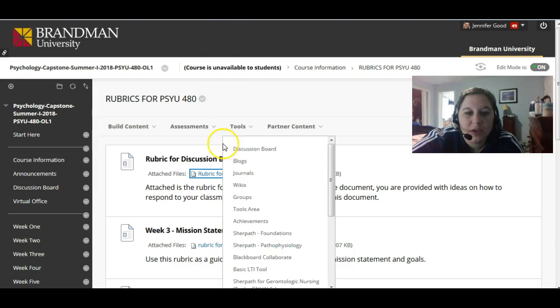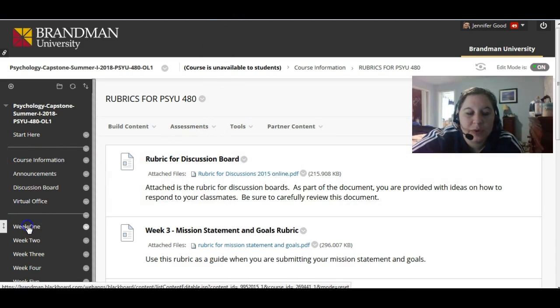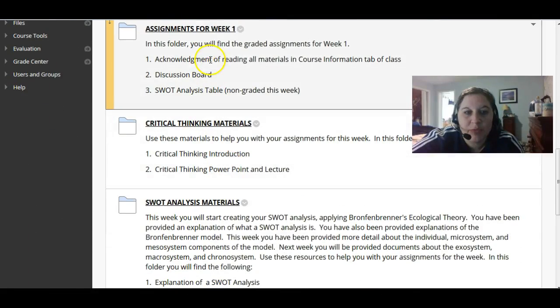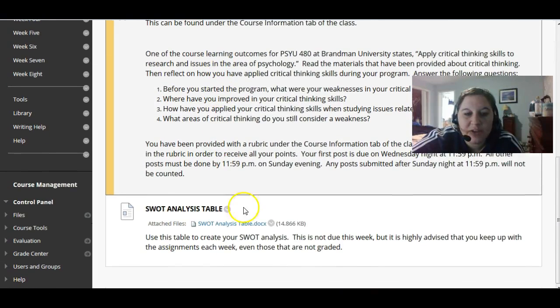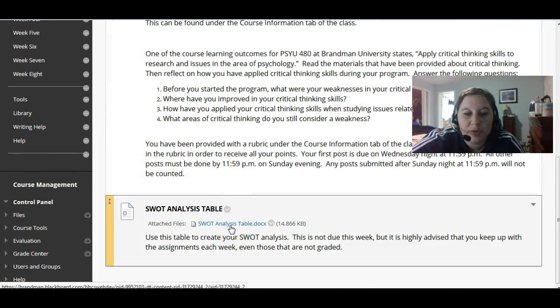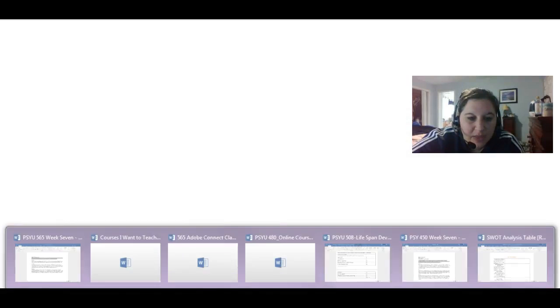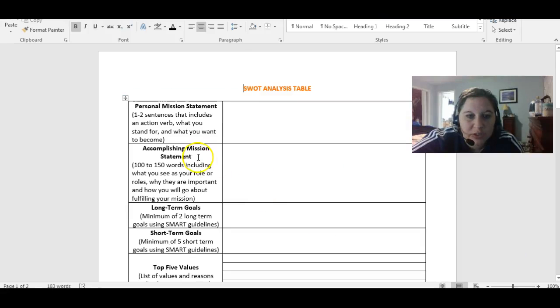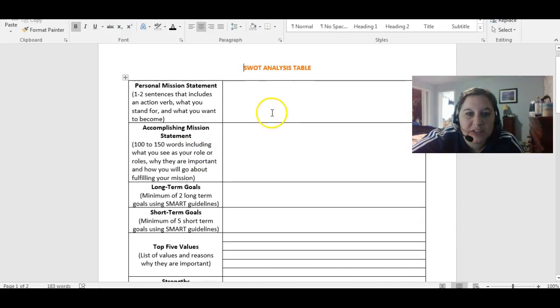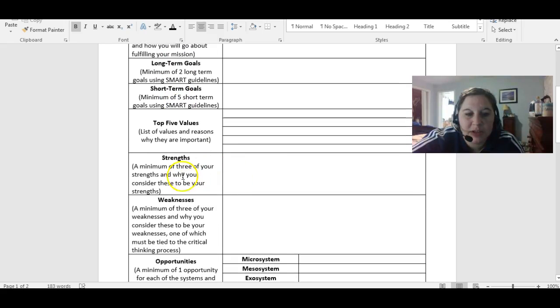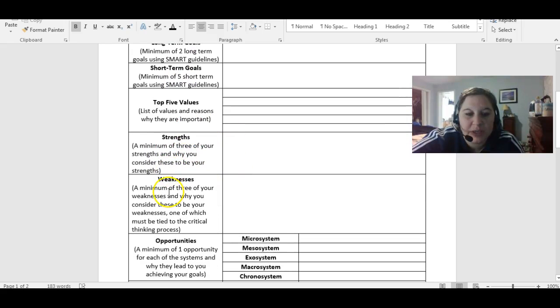Again, your initial post is due Wednesday by midnight, and you are to respond to at least 3 peers by Sunday by midnight. Down here, you're going to find the SWOT analysis table. I have it in a Word document that will help you start your analysis table for signature assignment number 1, specifically asking you to look at strengths and weaknesses and some of these threats below.